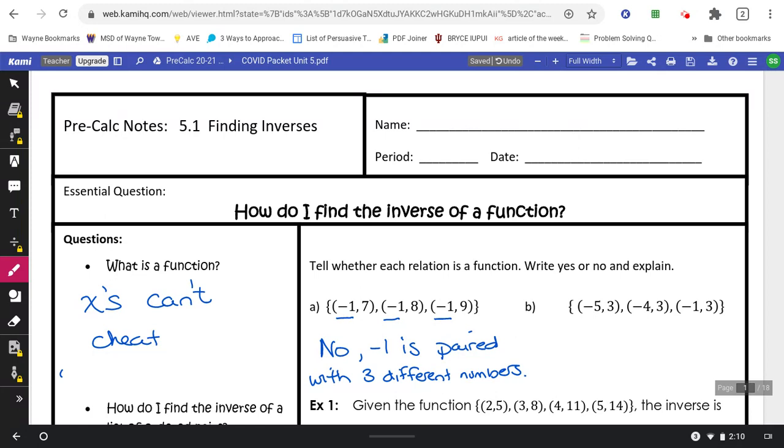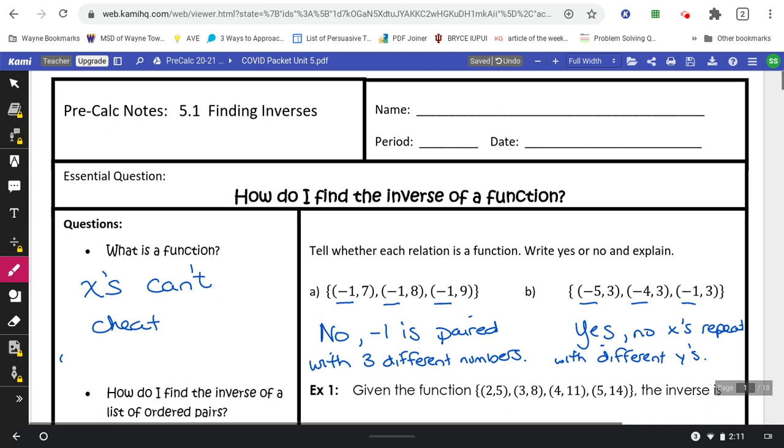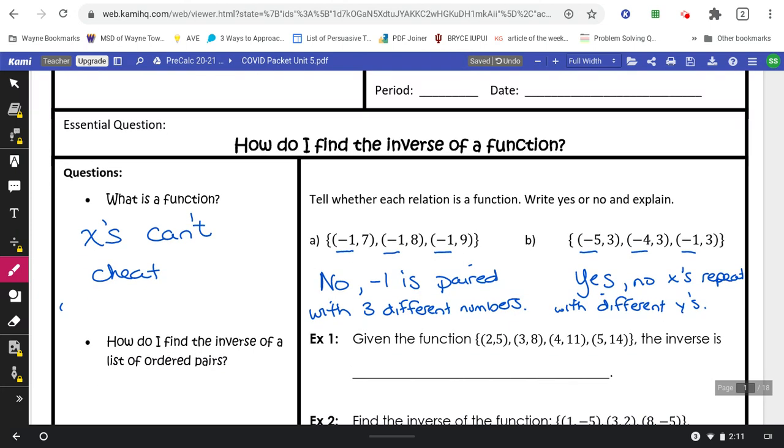Take a look at part B. I'm checking each of these, -5, -4, and -1. Since none of those repeat, there's no way for them to repeat with different numbers. So this is a yes. No x's repeat with different y's. All right, so if something is a function, x can't be cheating.